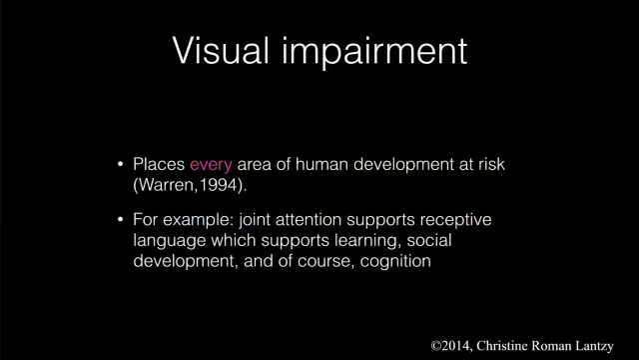Visual impairment places every area of human development at risk, and I cited Dave Warren for this. He's been pulling together the research around visual impairment for many years and has collected information that lets us know as vision educators and others that visual impairment has a comprehensive effect, or at least places all other areas of human development at risk. So for example, joint attention, that ability to look at something, I notice the child looking at something and then I talk about it, explain it, expand about it, supports receptive language, which supports learning, social development, and of course cognition. How does that start? It starts through the eyes.